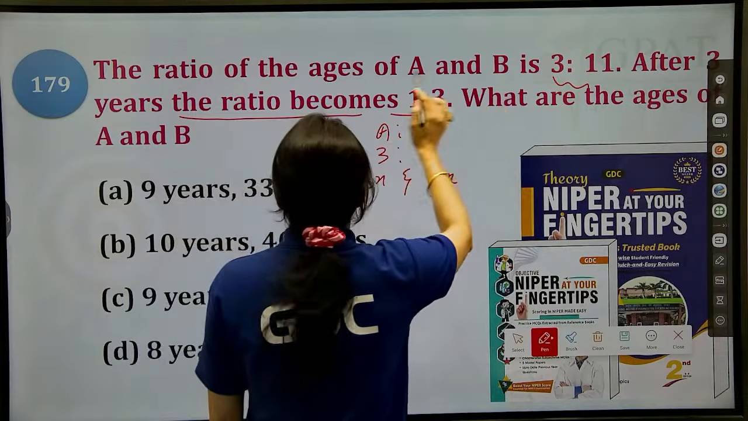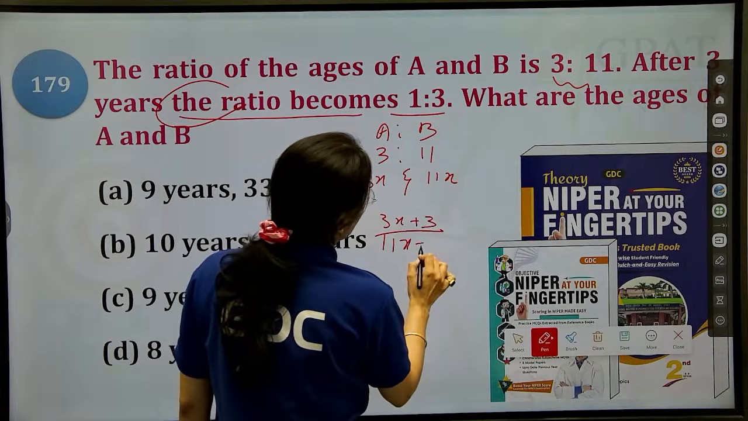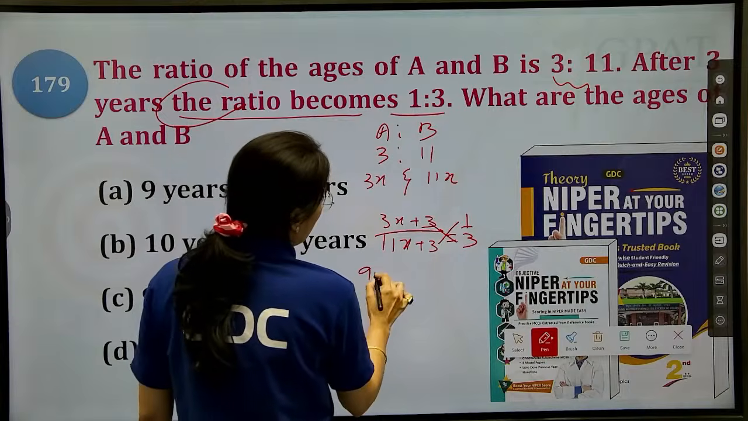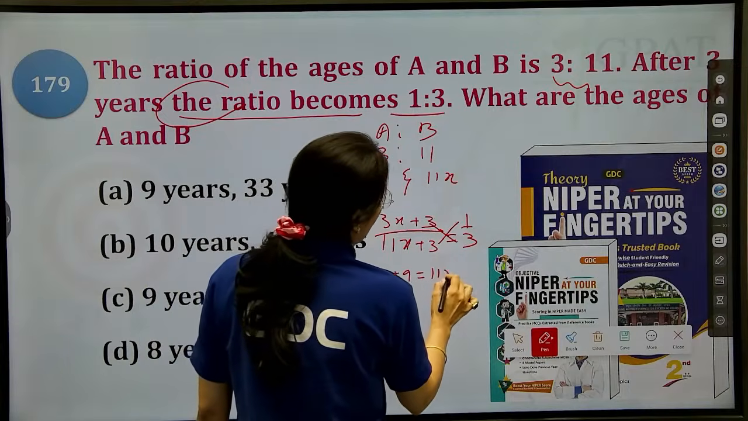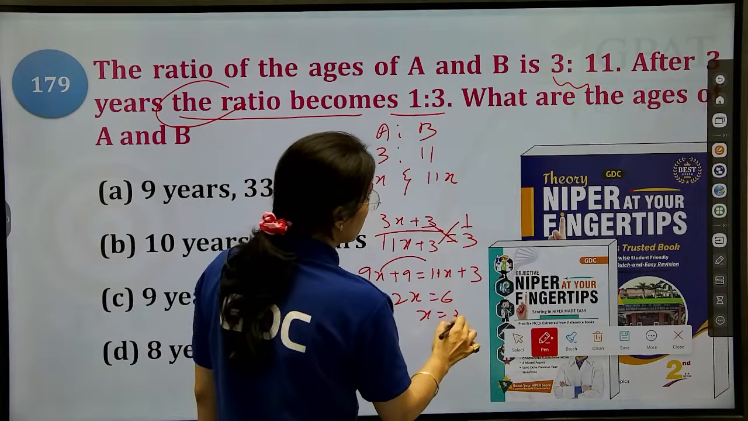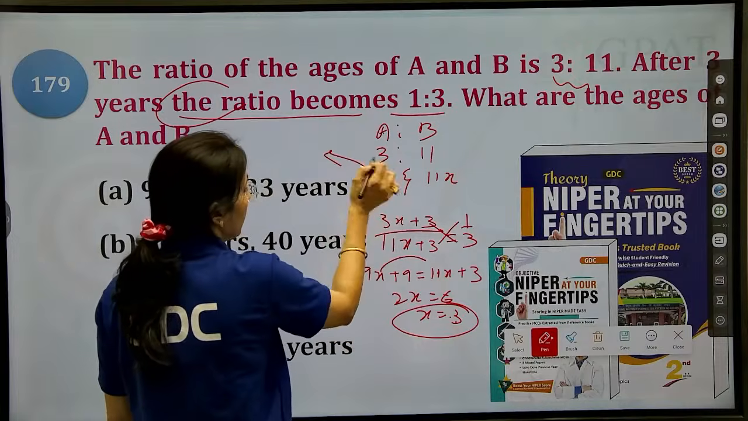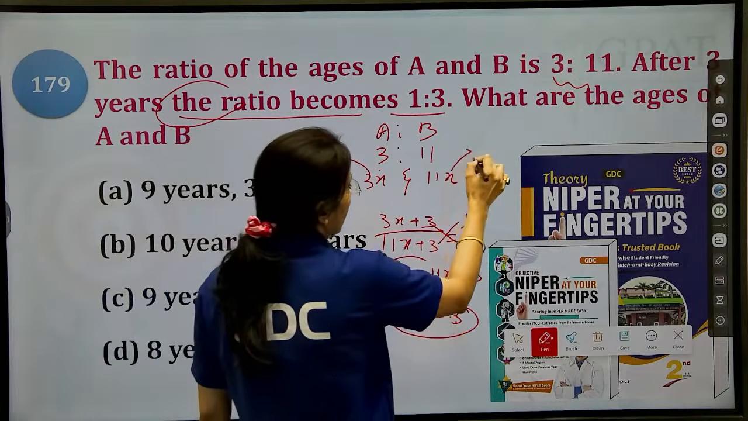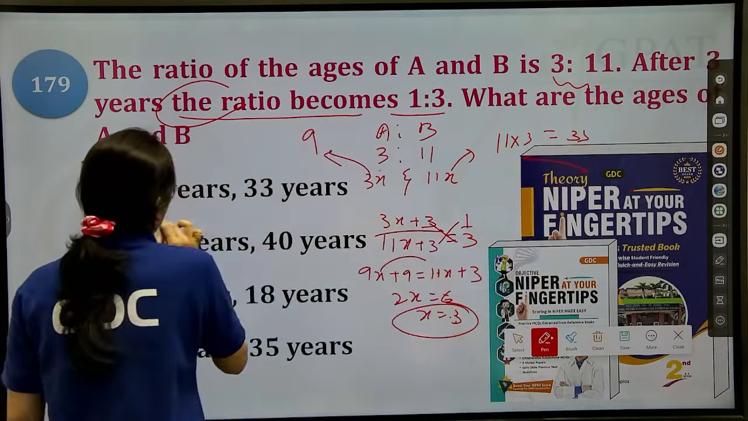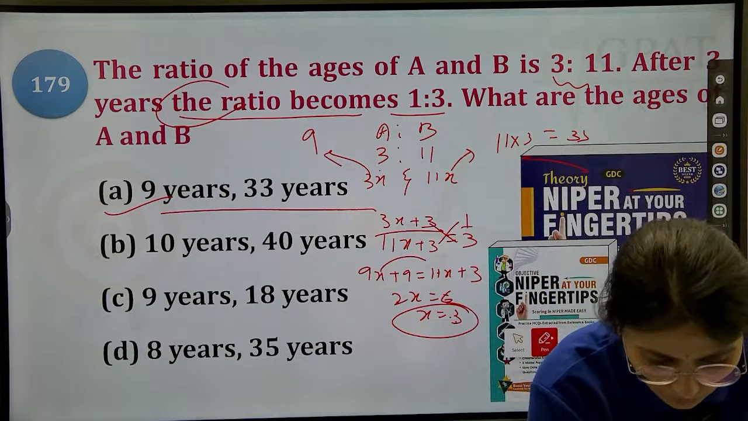So after 3 years, that is (3x plus 3) upon (11x plus 3), the ratio becomes what? That is 1/3. So by cross multiplying, 9x plus 9 is equal to 11x plus 3, that is 2x is equal to 6, so x is equal to 3. So A is 3 times 3 is 9 and B is 11 multiplied by 3, that is 33. So option number A is correct.